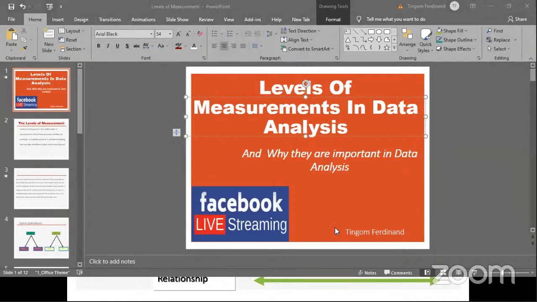So, yes, we continue. Just give me a second. Levels of measurement, and why they are important in research.